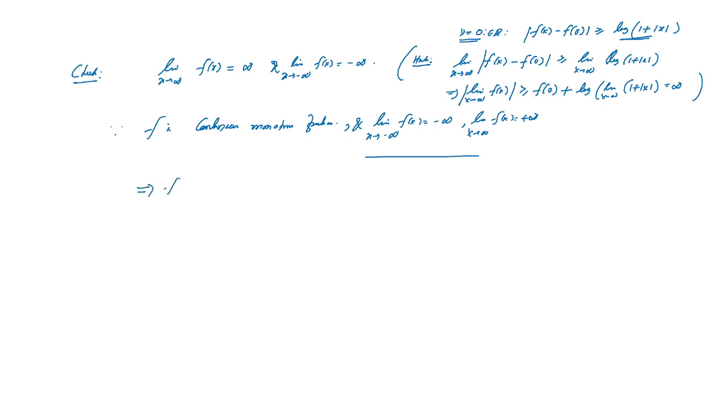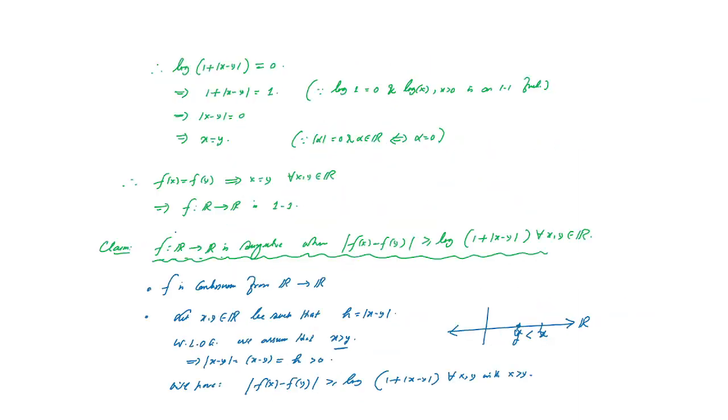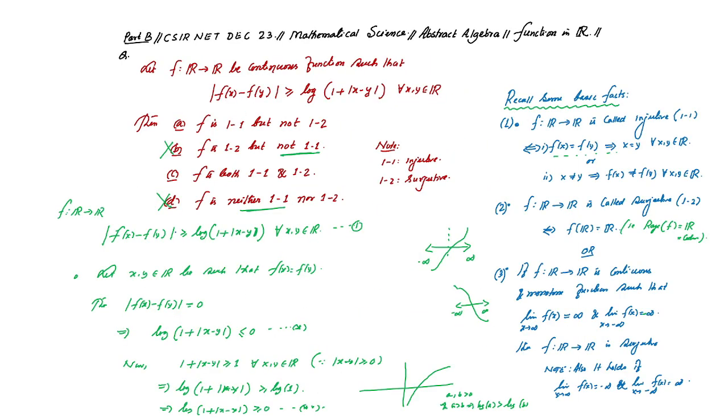So that means f is a surjective function, or you can say f of R equals R. So here we conclude that f is injective as well as surjective. That means f is a bijective function. So options 1 and 2 are correct, and all other options are false.